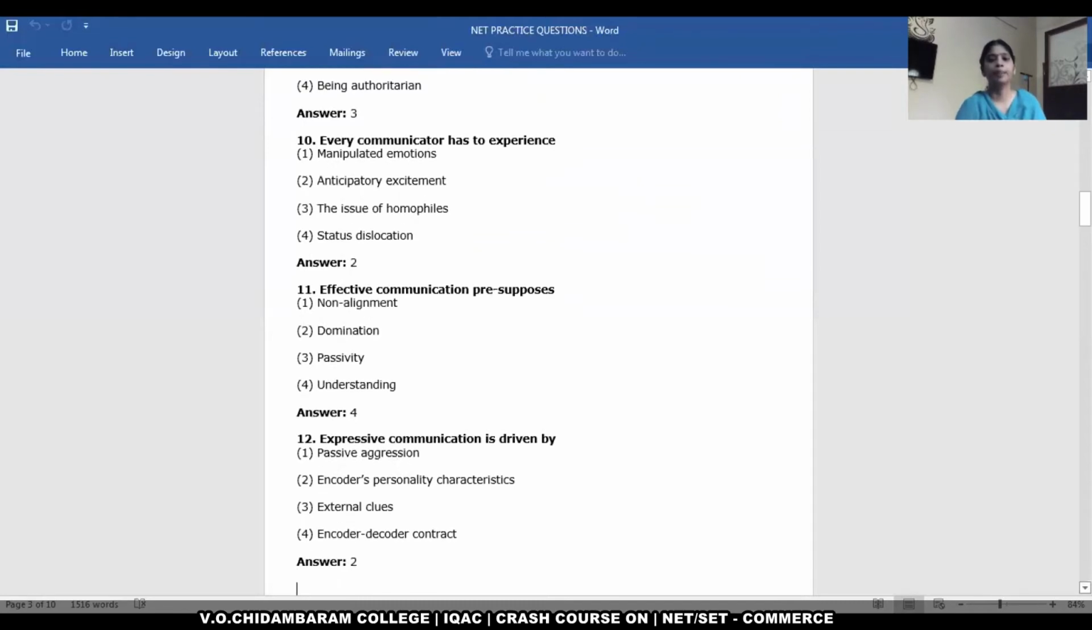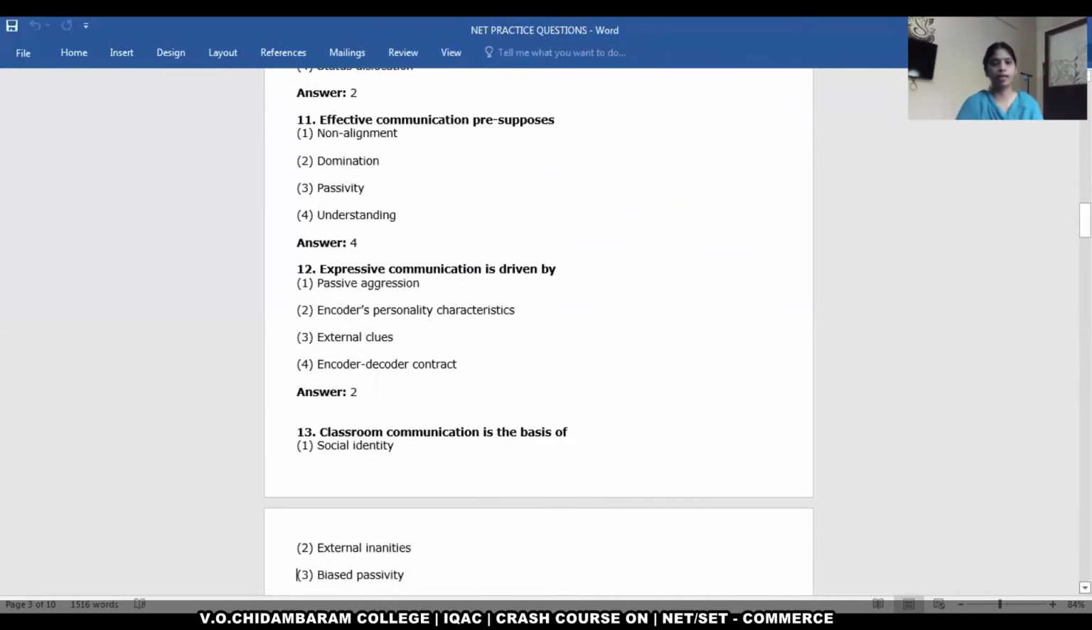And then expressive communication is driven by what? How does expressive communication happen? Is my communication expressive? Yes or no? I don't know, you have to tell me. So look at the options. Passive aggression, showing aggression. Should it be aggressive? Or encoder's personality characteristics. If I am communicating, it means I am the encoder. So is it my personality characteristics? How do I communicate? I'm using my body language, I'm showing expression. So is that so?